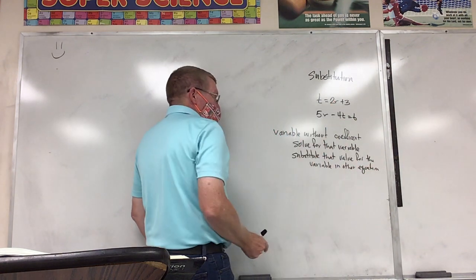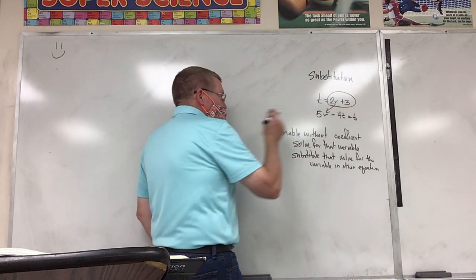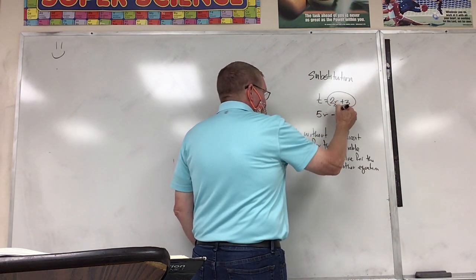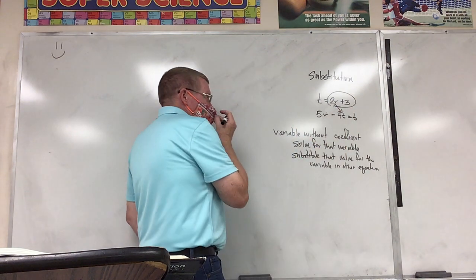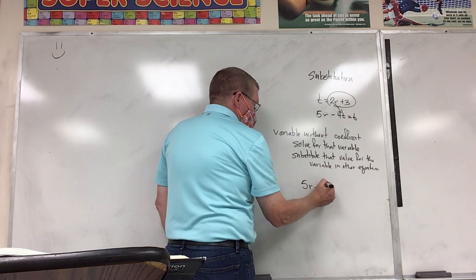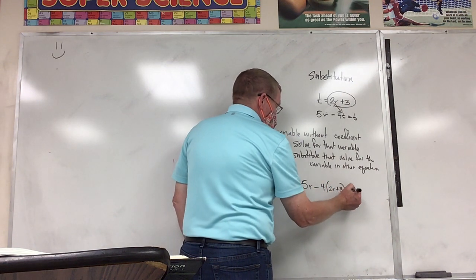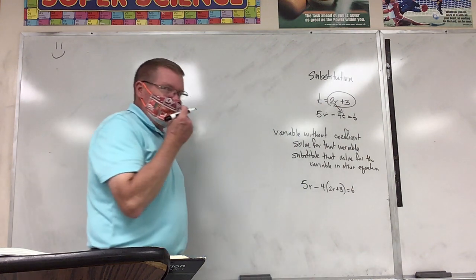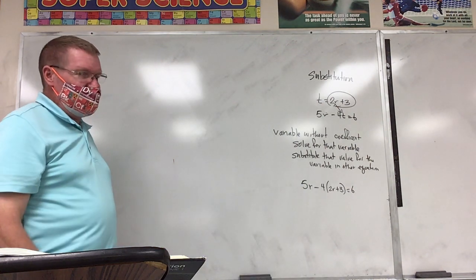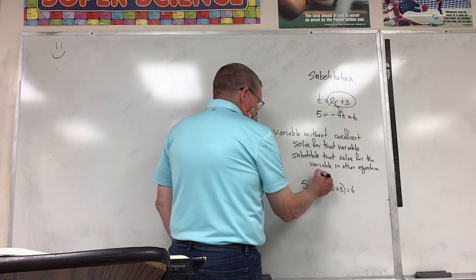So t equals 2r plus 3, so I'm going to take the 2r plus 3 and put it in for the t. Almost messed you up there. So we have 5r minus 4 times (2r plus 3) equals 6. The result here is that we don't have a t anymore, we just have the r. And then we're going to solve.